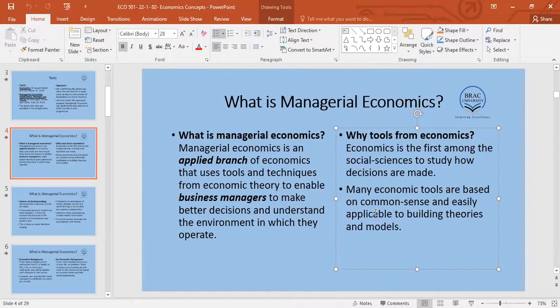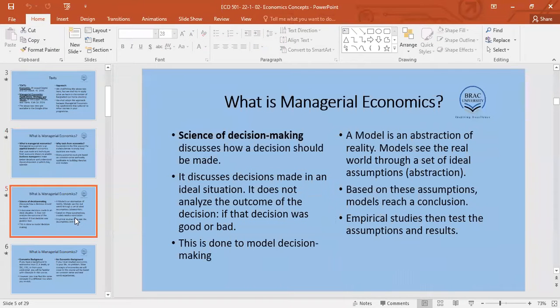As I mentioned here, economics is the first among the social sciences to study how decisions are made. Many economic tools are based on common sense and easily applicable to building theories and models. So basically managerial economics is broadly a science of decision making.